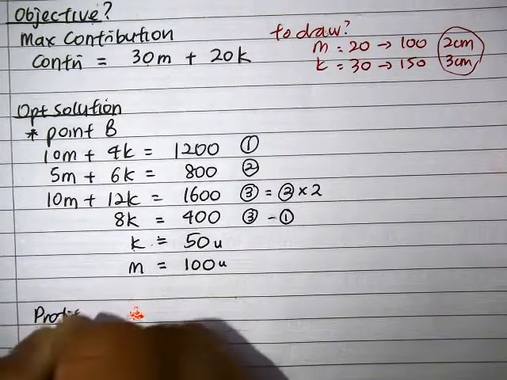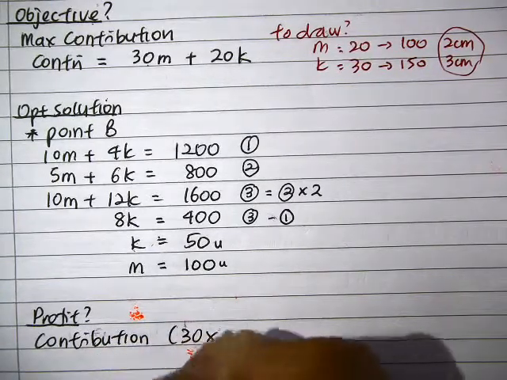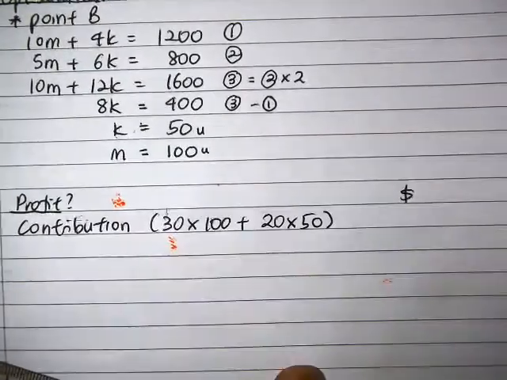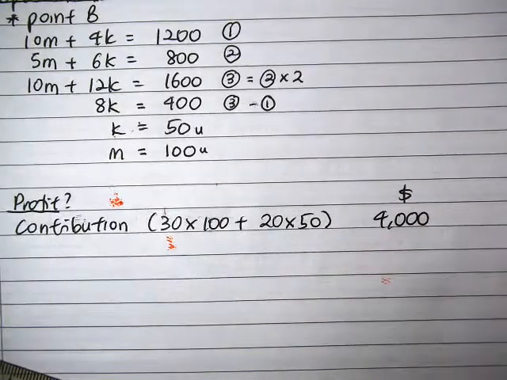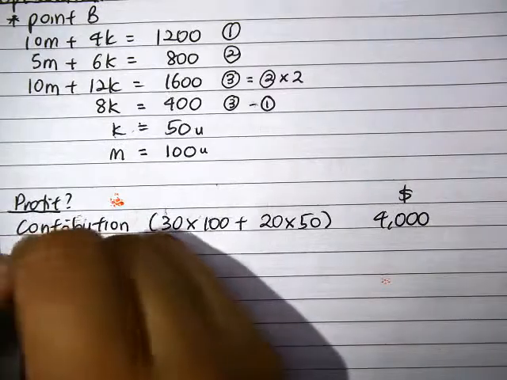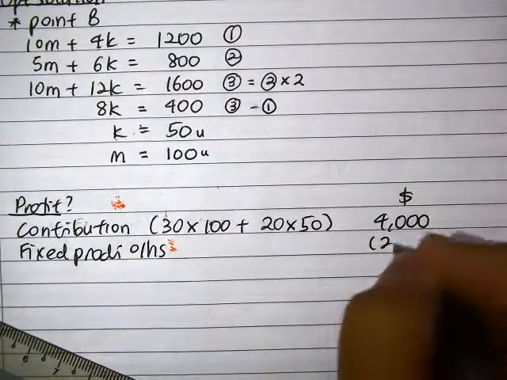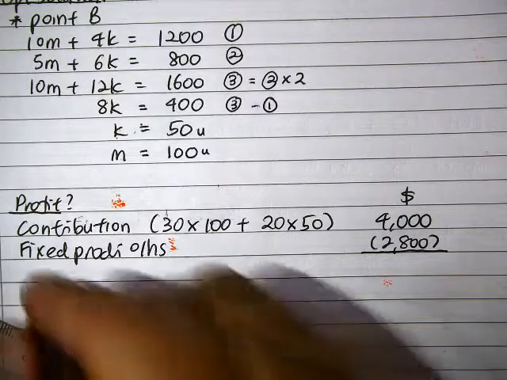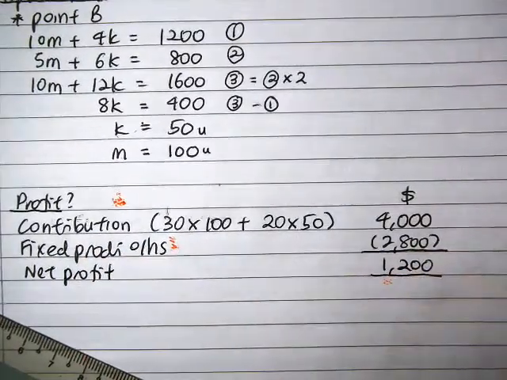So what is your profit? Now you know the contribution is 30 times 100 plus 20 times 50. So that will give us 4,000. And then you've been told that the fixed production overhead is 2,008. So the net profit that we derive will be 1,002.